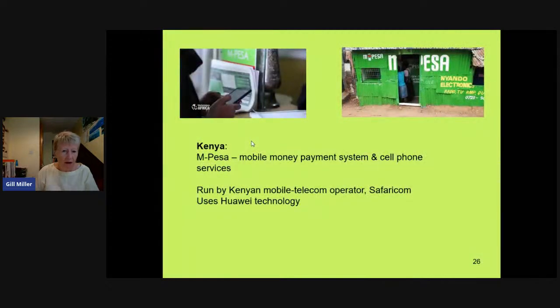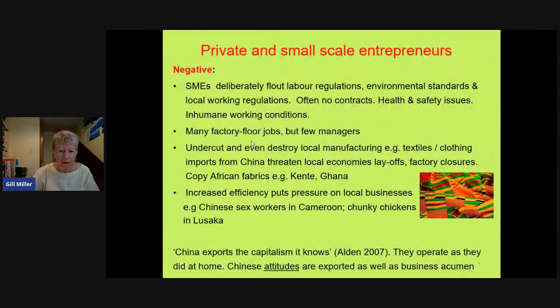You may well have heard of M-Pesa, which is a terrific money transfer payment system right across Africa, and that's a Kenyan firm, Safaricom, but the technology behind making that happen comes from Huawei. So the Chinese were there enabling that level of development and advancement to happen. It's been a game changer for many rural communities.